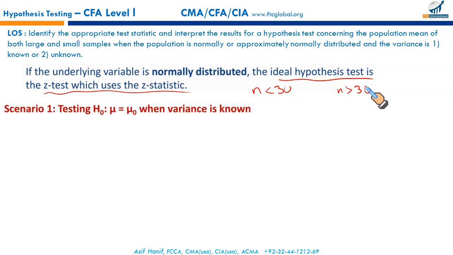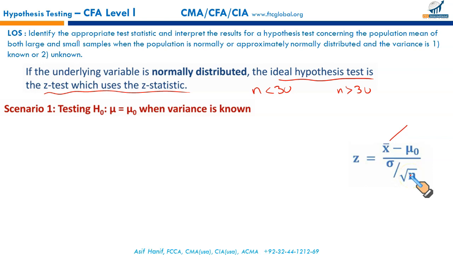So in this case, our null hypothesis is mu is equal to the hypothetical or assumed mean. When variance is known, we use the z-statistic. This is how we calculate the z-score. This x bar represents the sample mean, mu naught is the hypothesized mean of the population, sigma is the standard deviation of the population, and of course n is the sample size, and we take its square root.